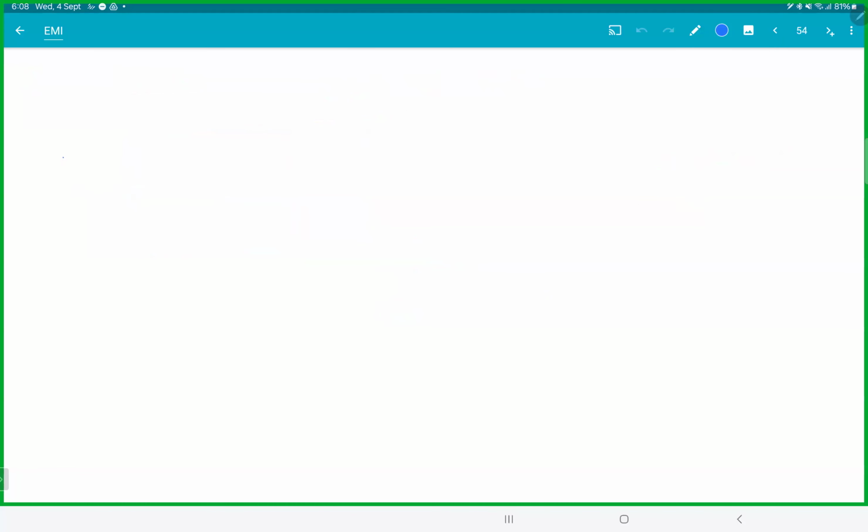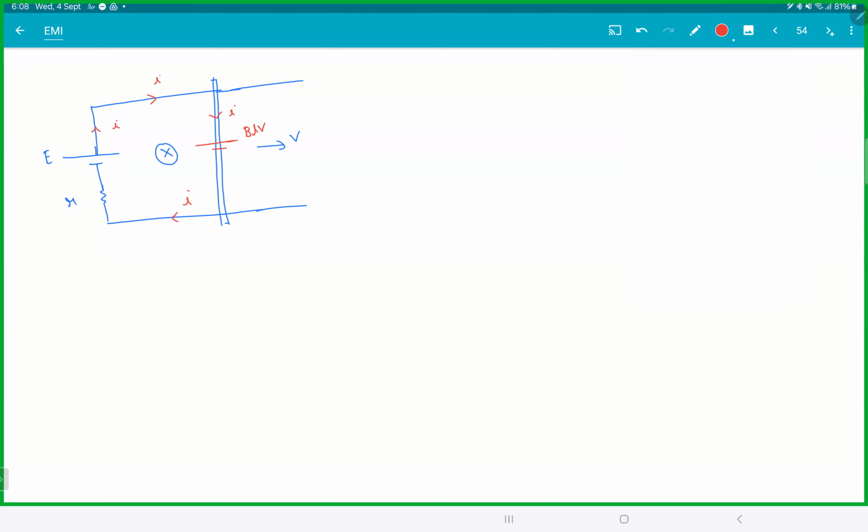So let's say after time t, this is going with velocity v. This is E, this is R. This will act like a battery BLV. Current I would flow through this. So E minus BLV minus IR is equal to 0. So we get current is equal to (E minus BLV) by R.